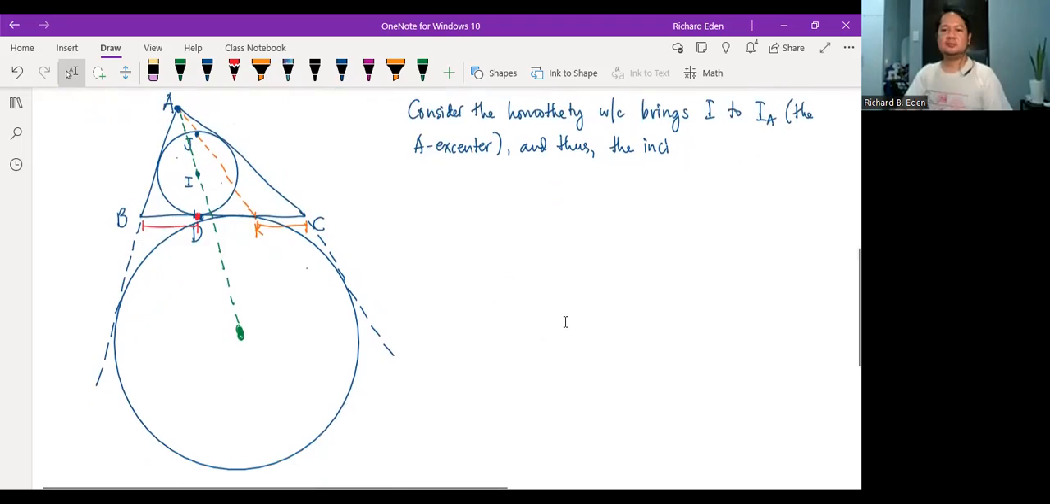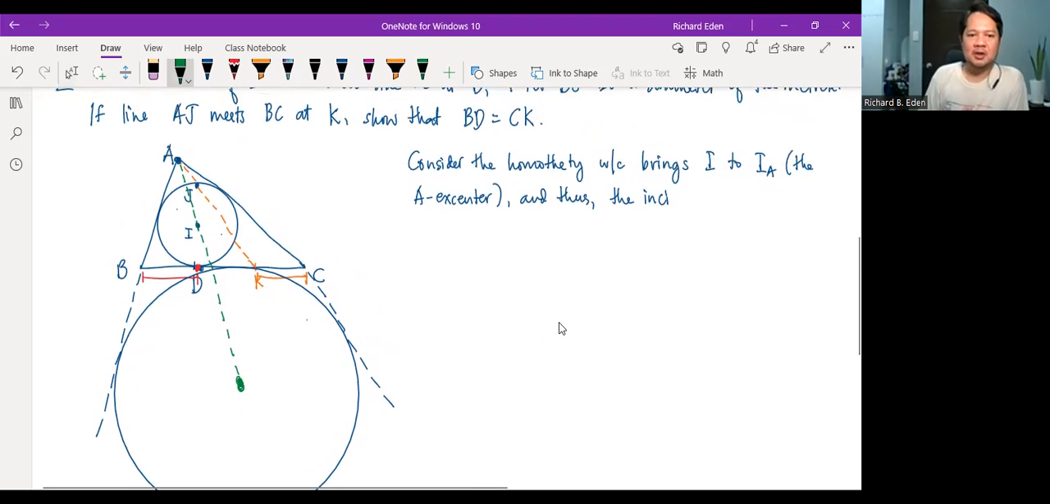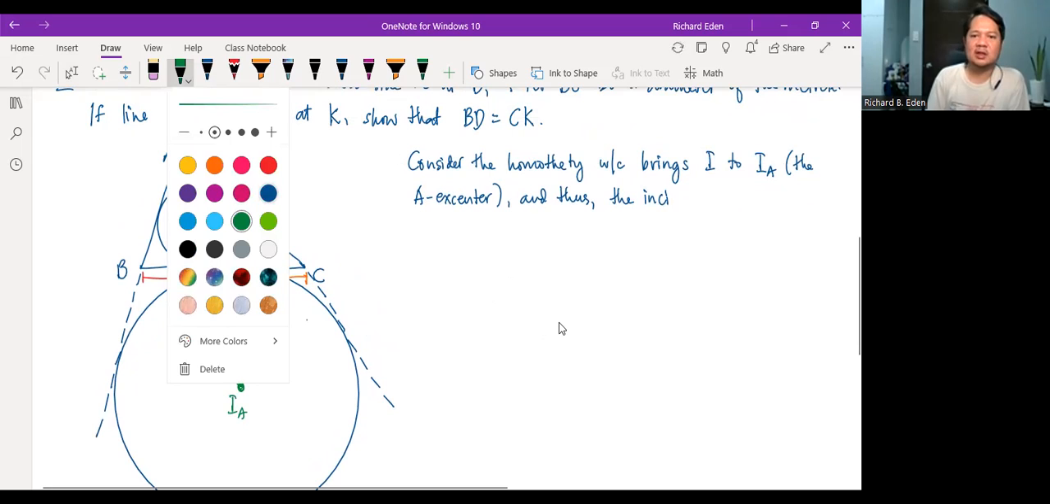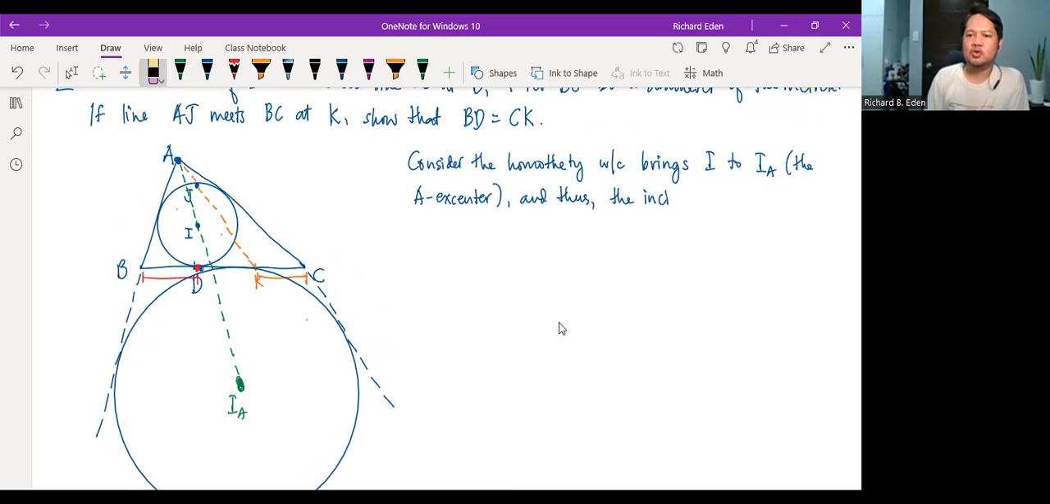Okay. So ito, consider the homothety which brings I to I sub A. And thus the incircle, actually how about, which brings the incircle, so para mas general.